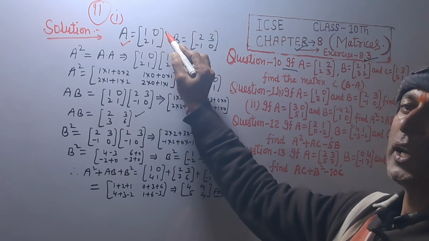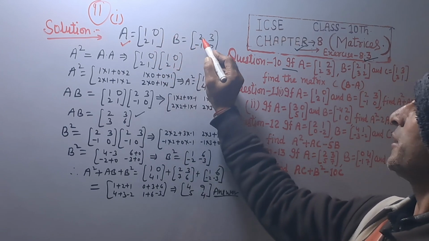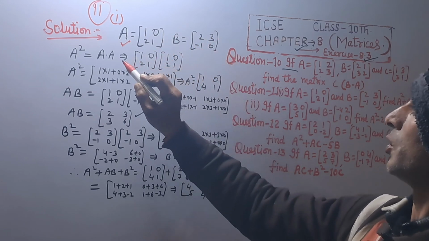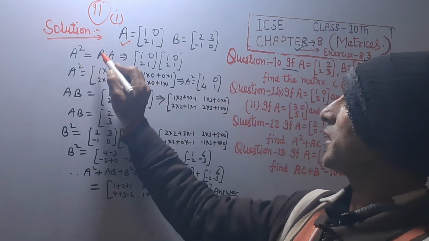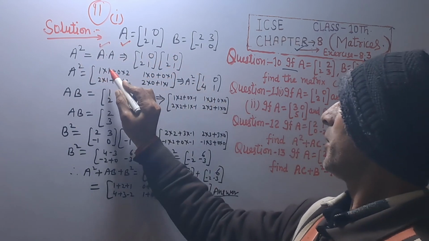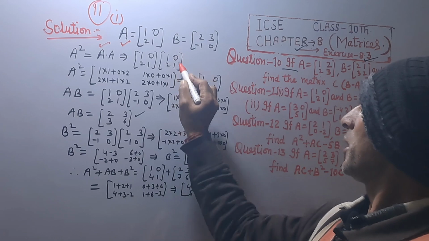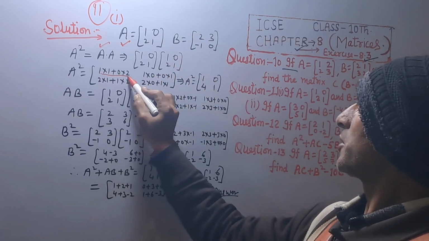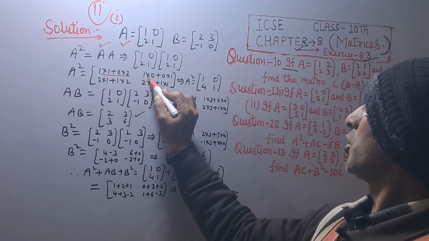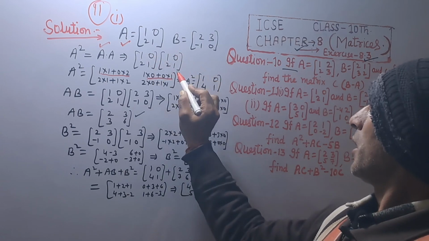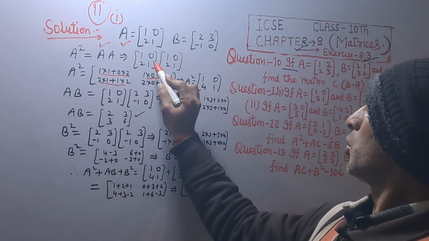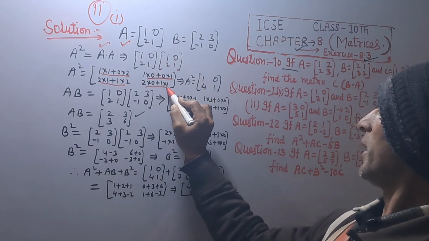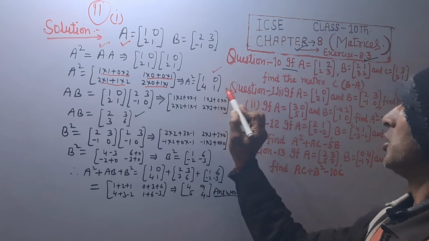Given A is equal to [1, 0; 2, 1], B is equal to [2, 3; -1, 0]. We find, first part, A square plus AB plus B square. A square is A into A. Their product will be row multiply by column: 1 into 1 plus 0 into 2, 1 into 0 plus 0 into 1, and 2 into 1 plus 1 into 2, 2 into 0 plus 1 into 1, that is [1, 0; 4, 1].